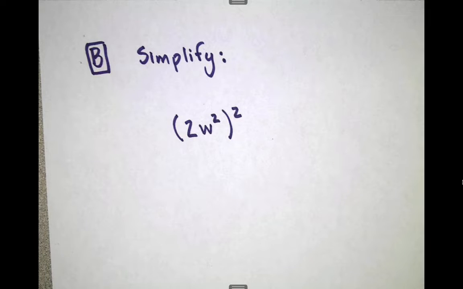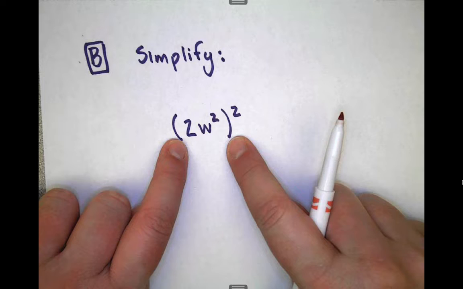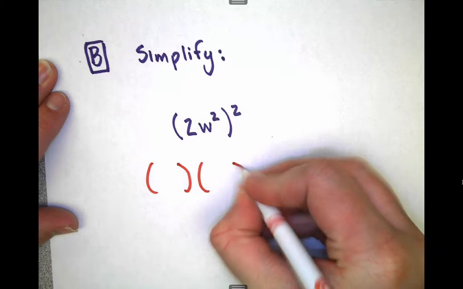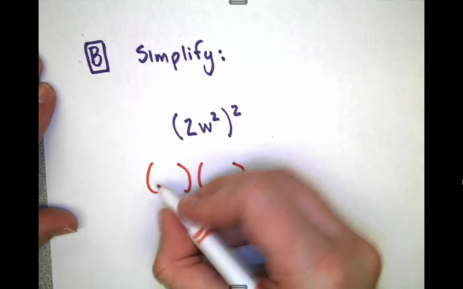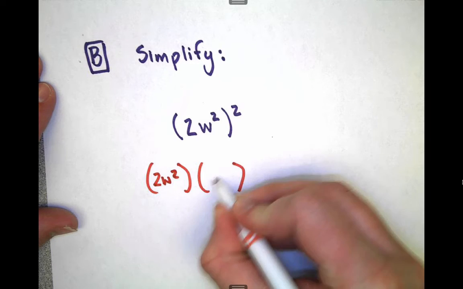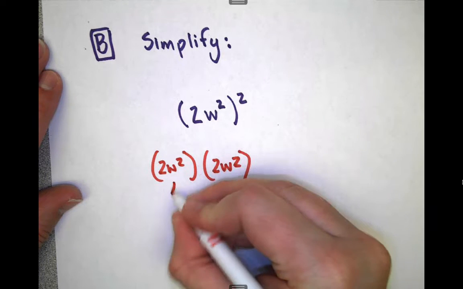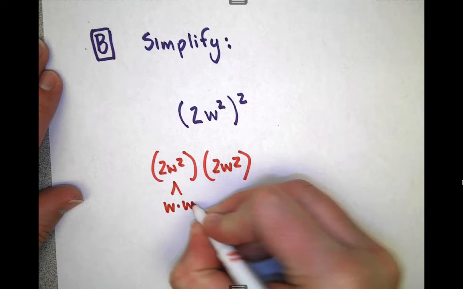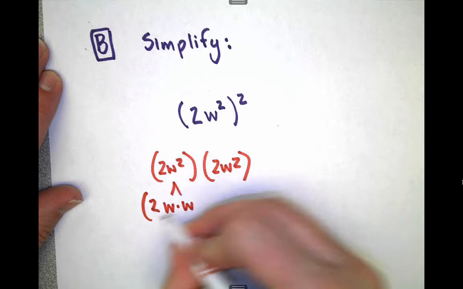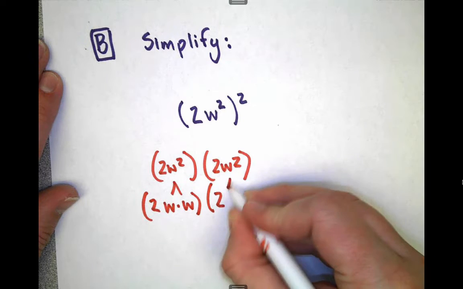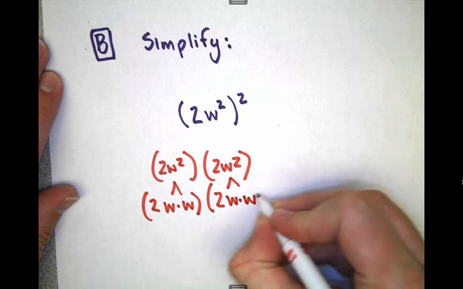Okay, you ready to check your answer? It's another parenthesis squared. So in my mind, that means I have a parenthesis times a parenthesis if I expand it. And inside is 2w squared and 2w squared. Well, if I break that down, w squared is w times w. So we have 2 times w times w. And if I break this one down, we have the same thing, 2 times w times w.